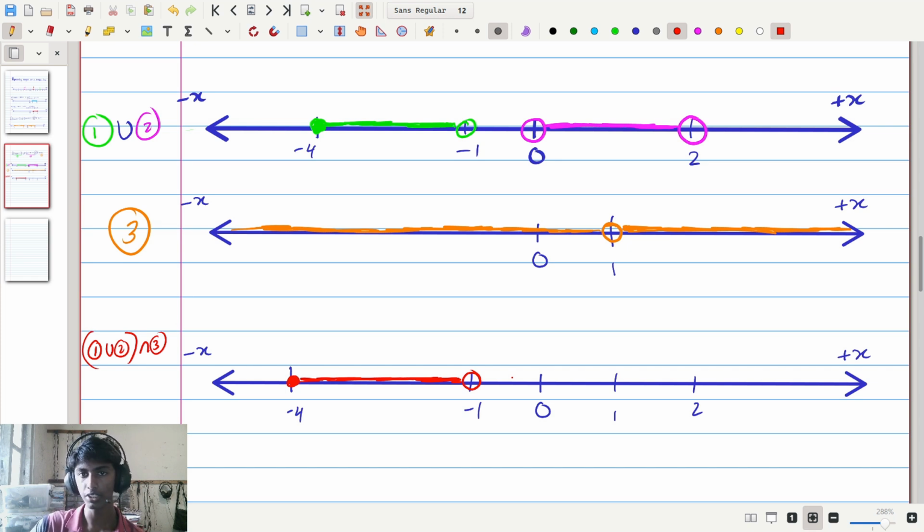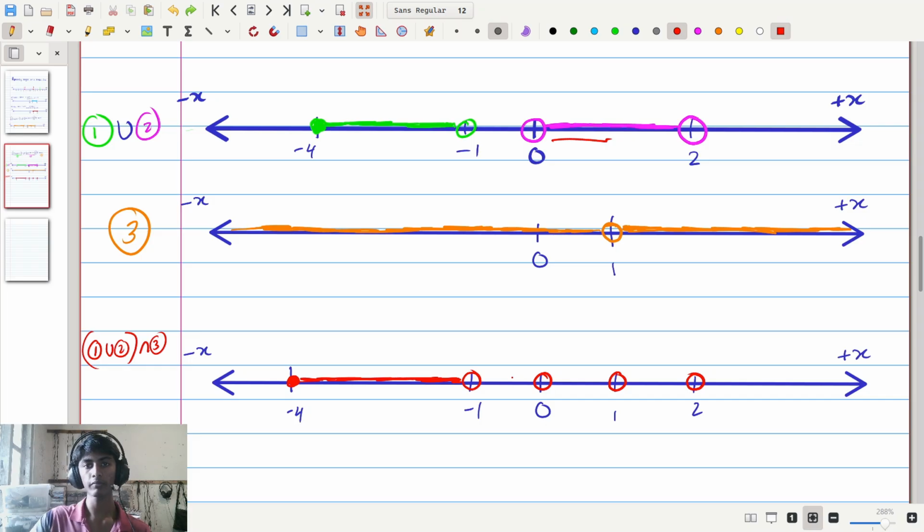Well, the point 0 is not included in 1 union 2, so therefore there's a hole here. Similarly, the point 2 is not included. Similarly, the point 1 is not included in equation number 3, so therefore all of these 3 points are not included. But considering the overlaps, these two ranges, which are the ranges from 0 to 1 and 1 to 2, are overlapping in both of these functions.